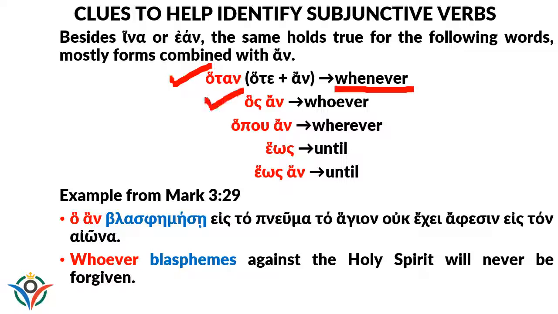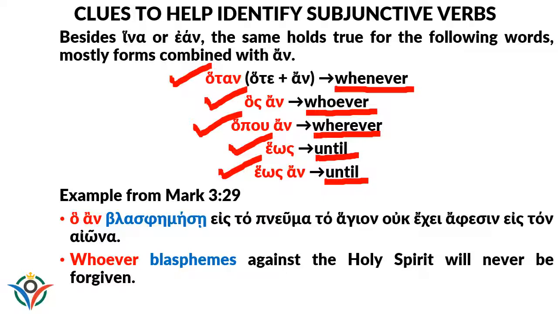Then we have hos an, whoever, hopou an, wherever, heos, which is until, and heos an, until. Right, so all these variations, these combinations of an, are further clues to help us identify the subjunctive mood. So here's an example from Mark 3 verse 29.